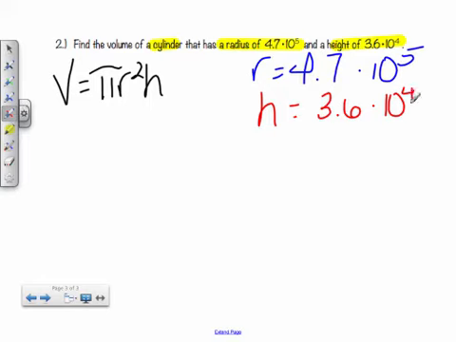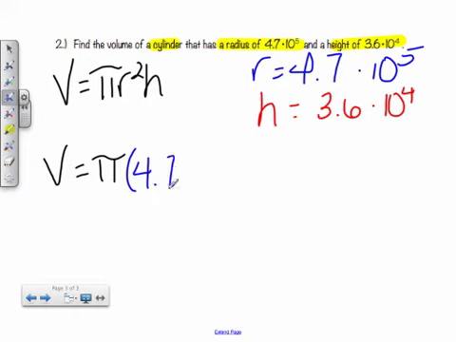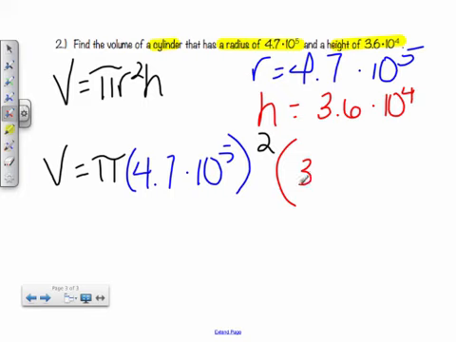So what I'm going to do is plug in my information. So I get volume equals pi times the radius, which is 4.7 times 10 to the 5th power. And then I have to square it according to my formula because it's radius squared, times the height, which is 3.6 times 10 to the 4th power.